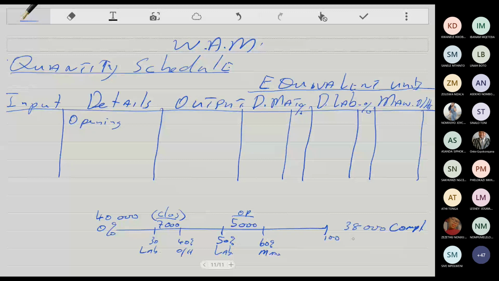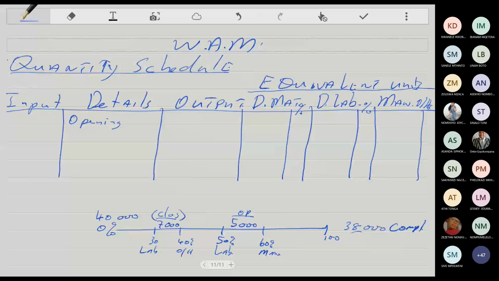Yes, I can see the hand, Cornelia. Yes, I just wanted to ask, can you please repeat the part about closing UE 7,000 between 30% and 40%? Okay. The 30% is the percentage that is completed by our labor. 40% is the percentage that is completed by manufacturing overheads of the very same units. That is your closing work in process units.